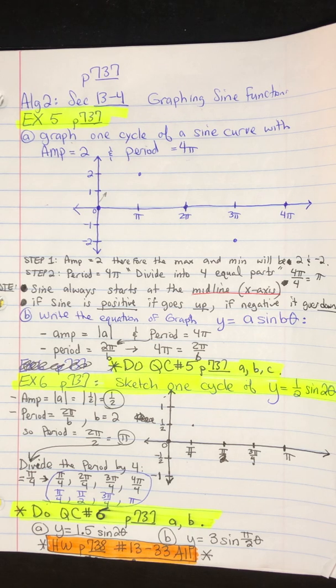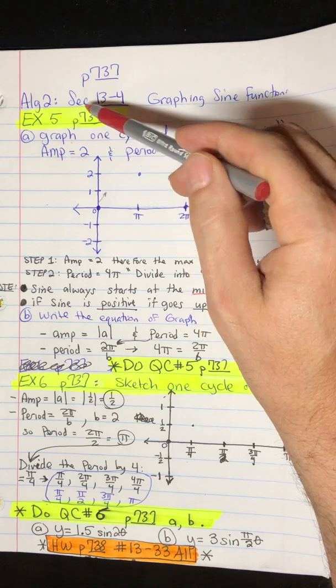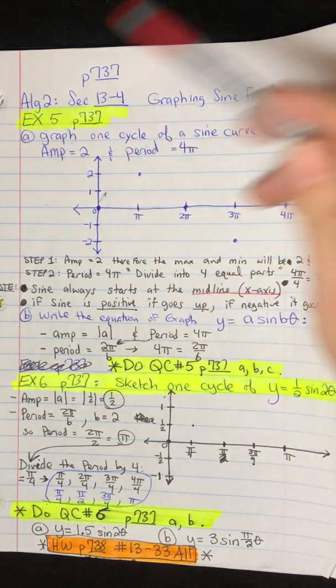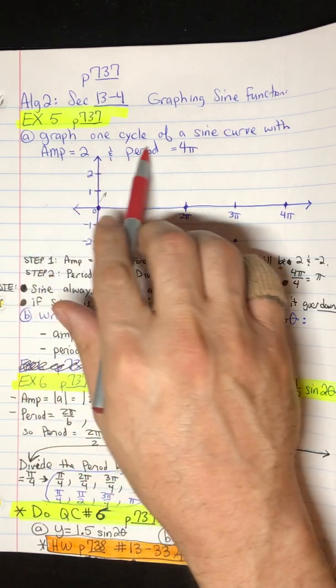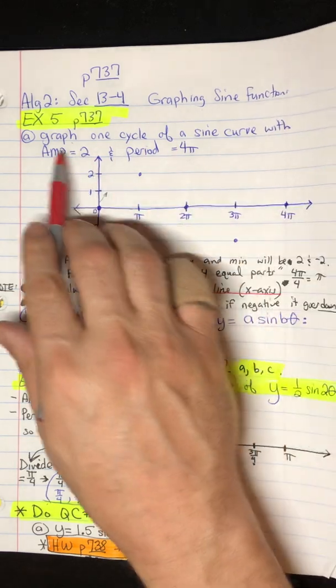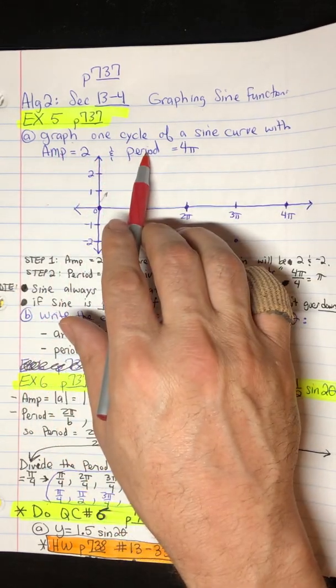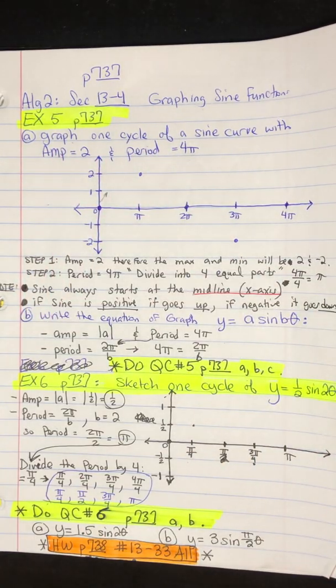If you understand what the period is and what the amplitude is, those are going to help you to graph the sine function. So in example 5, page 737, again, you should be copying these notes down. Again, you can always pause and copy, so that's why I'm going fast. It says here, graph one cycle of a sine curve with an amplitude of 2 and a period of 4 pi.